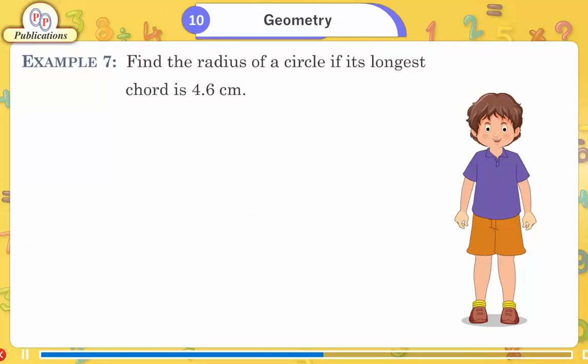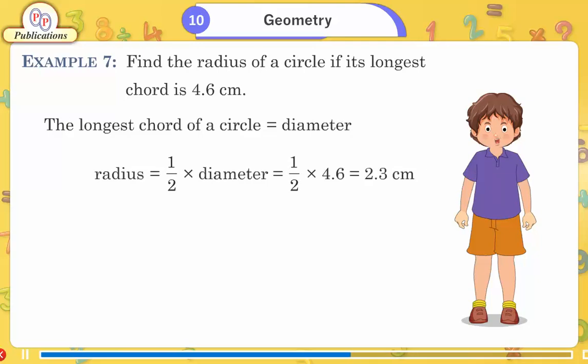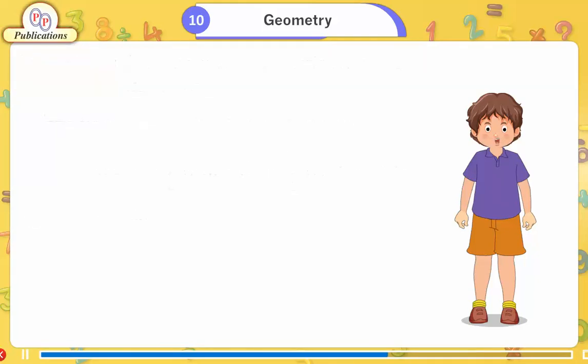Example 7. Find the radius of a circle if its longest chord is 4.6 centimeters. The longest chord of a circle is equal to the diameter. Radius is equal to 1 by 2 multiplied by diameter is equal to 1 by 2 into 4.6 is equal to 2.3 centimeters. Answer: 2.3 centimeters.